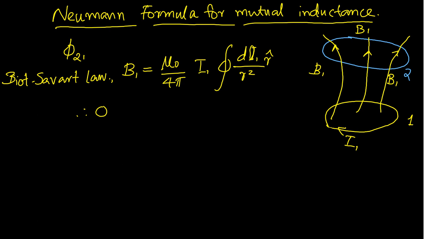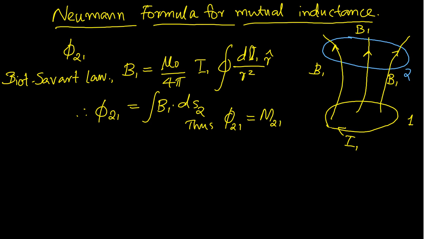Therefore, phi21 equal to closed integral B1 dot ds2, surface integral S2, thus for the second loop. Thus phi21 is equal to M21, where M21 is the mutual inductance between these two loops, into I1.